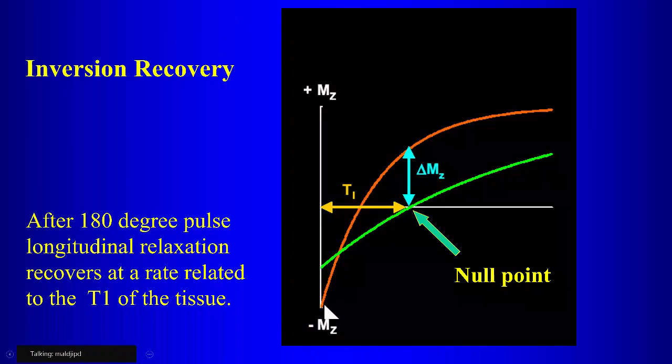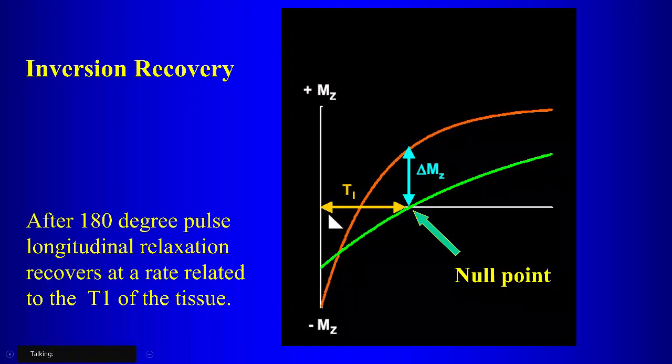Well, what if you have two different tissues with two different null points? Okay. So you have this tissue here in red. You have this tissue here in green. Which tissue here has the shorter T1? The red one. It's recovering the longitudinal magnetization faster, right? So it has to have the shorter T1.